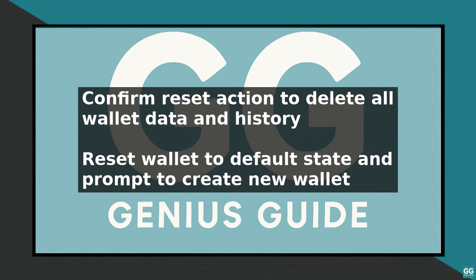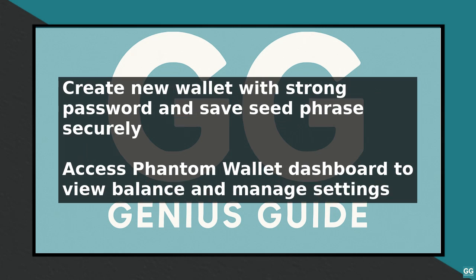Make sure to save your seed phrase in a safe and secure location, such as a hardware wallet or a secure note-taking app. Once you have created your new wallet, you will be taken to the Phantom Wallet dashboard. From here, you can view your wallet balance, send and receive cryptocurrency, and manage your wallet settings. Remember to always keep your wallet password and seed phrase secure to prevent unauthorized access to your wallet.